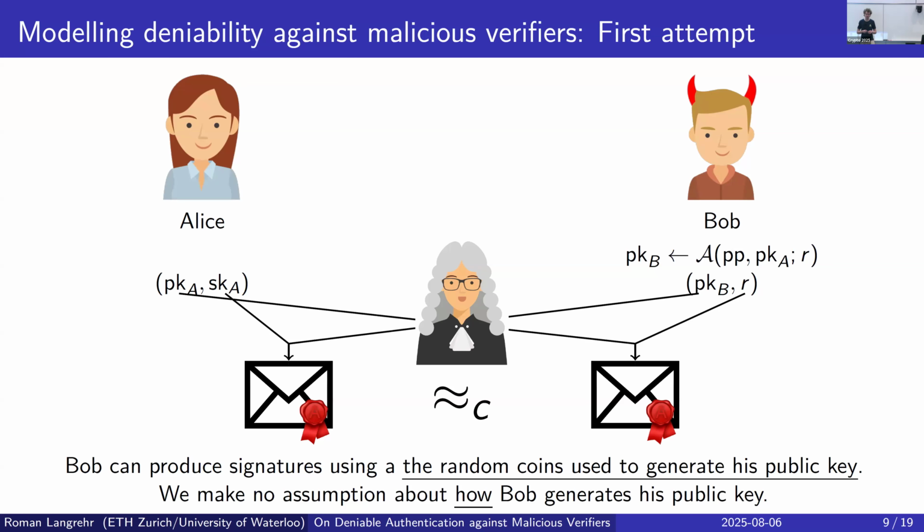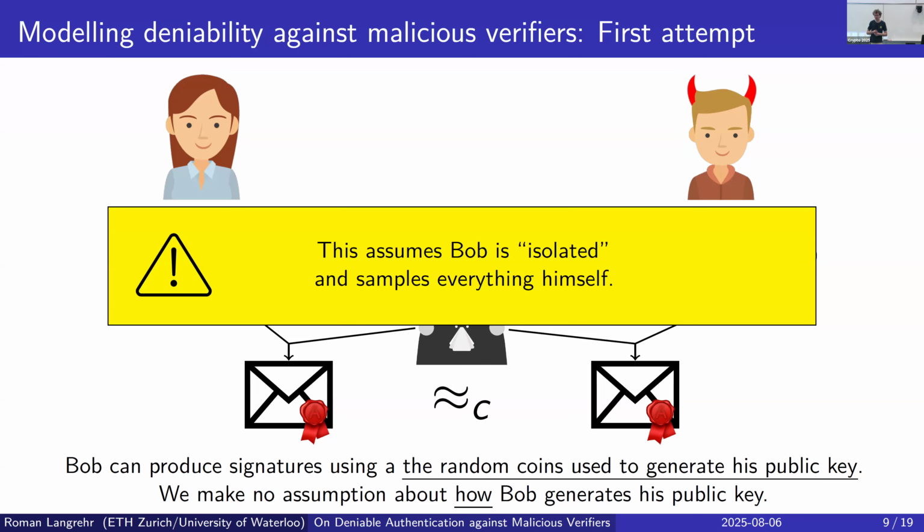And in our work, we choose the random coins that Bob uses to generate his public key. So we make no assumption how Bob generates his public key, but the random coins he used for that should serve as secret key to fake signatures. However, this model still has a problem.